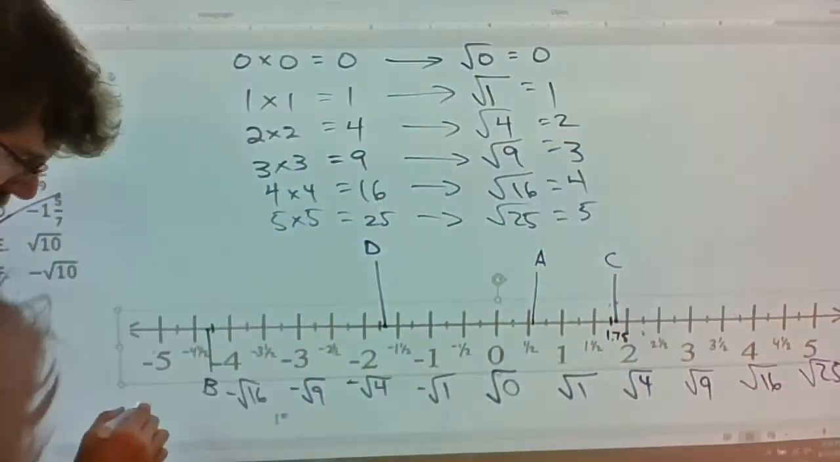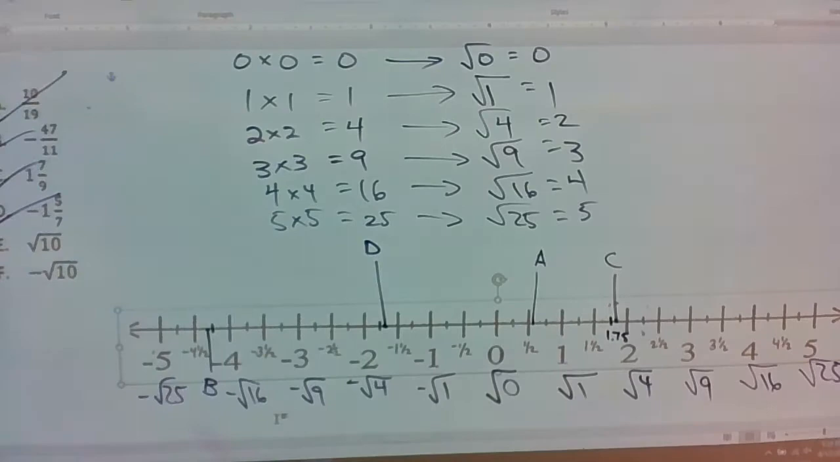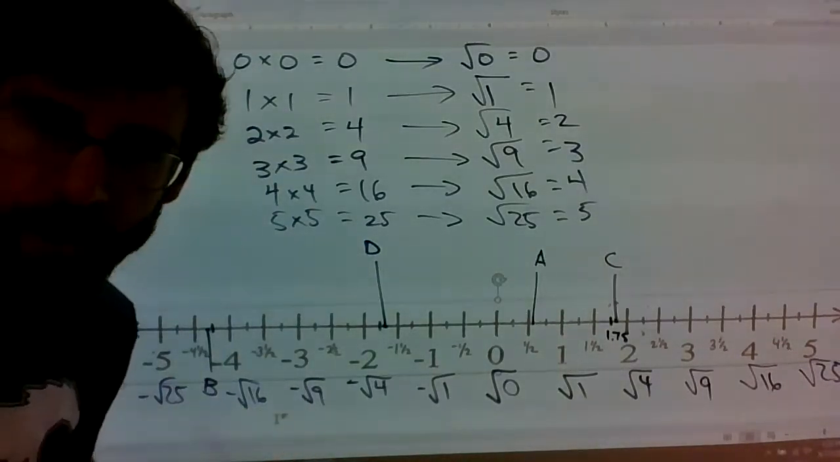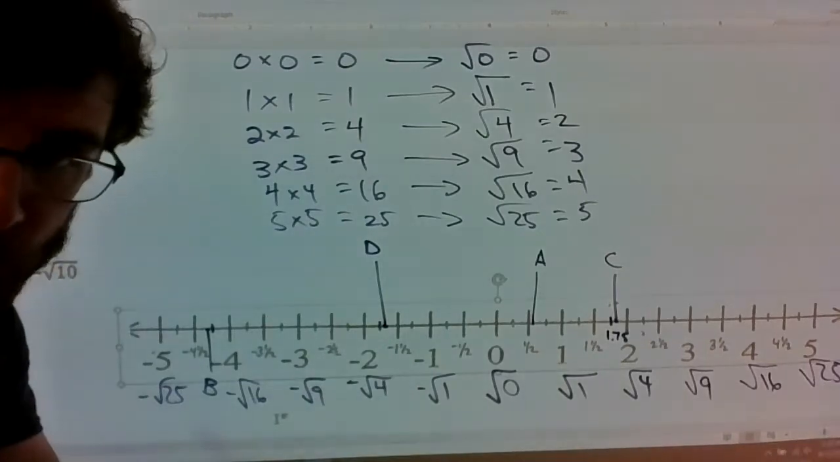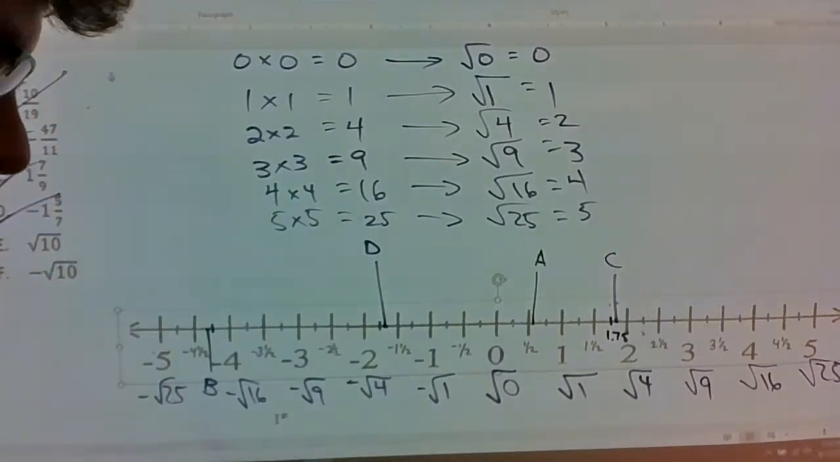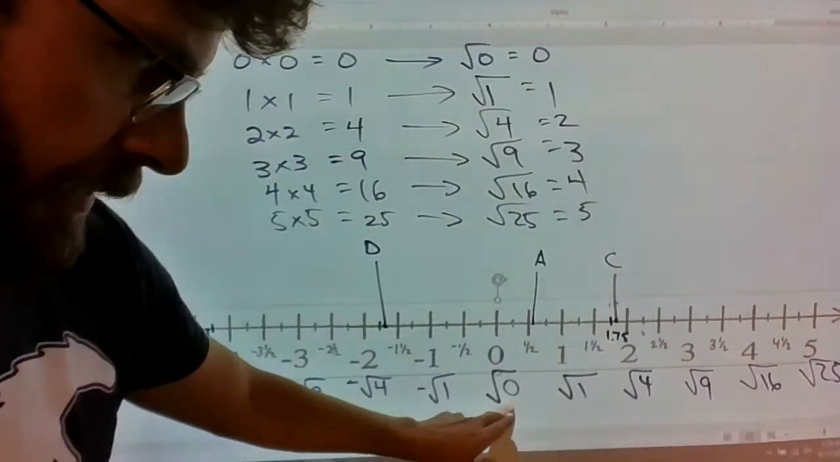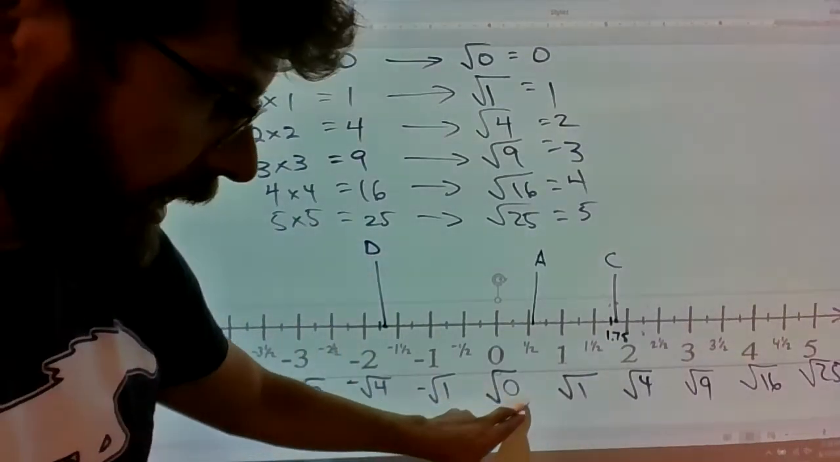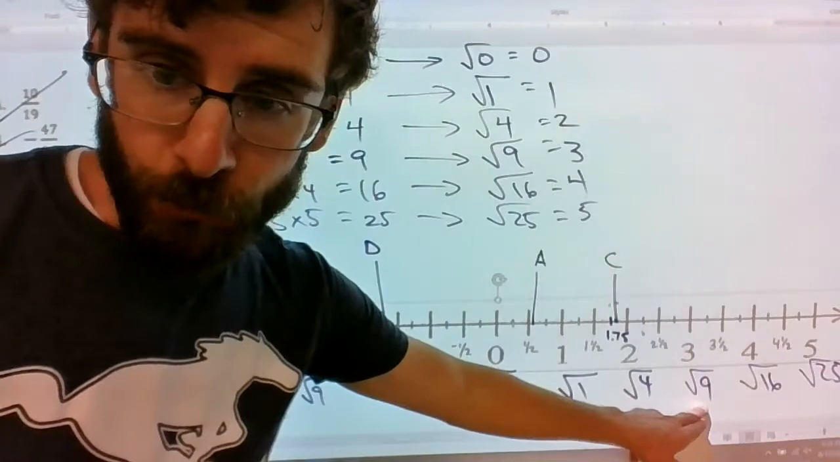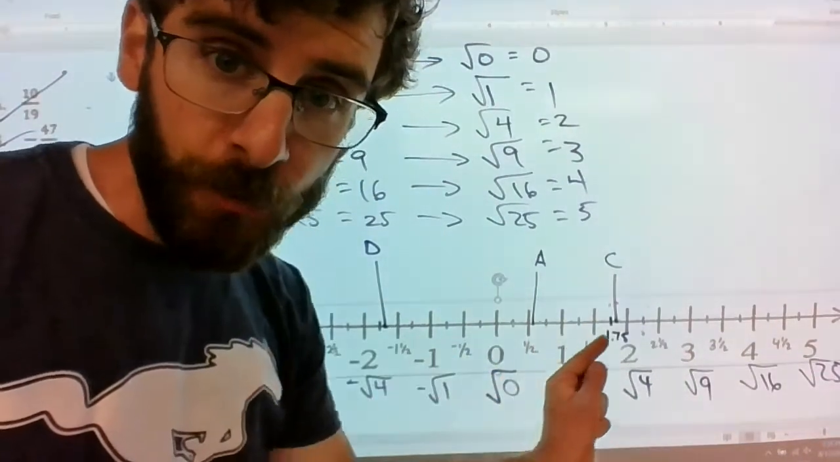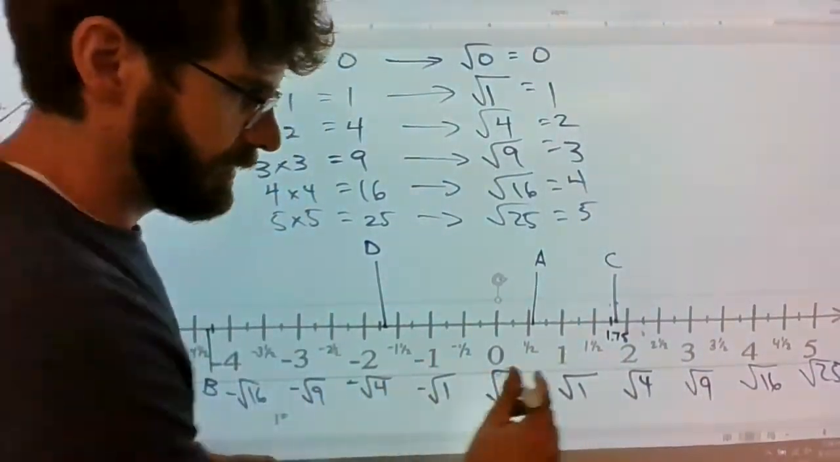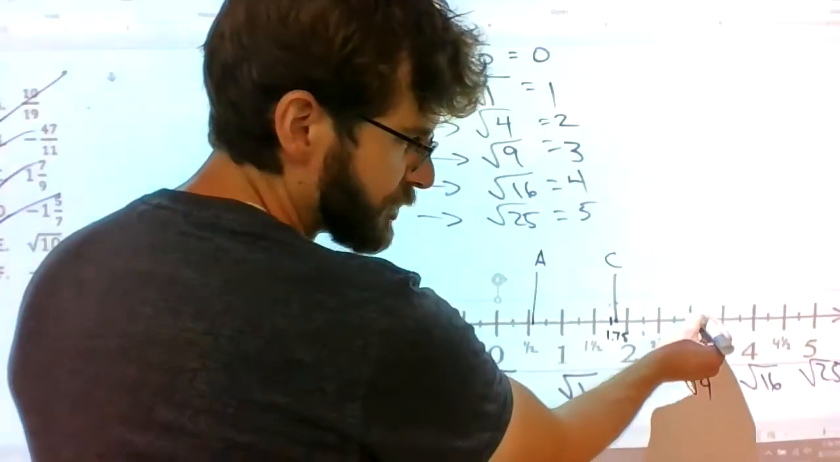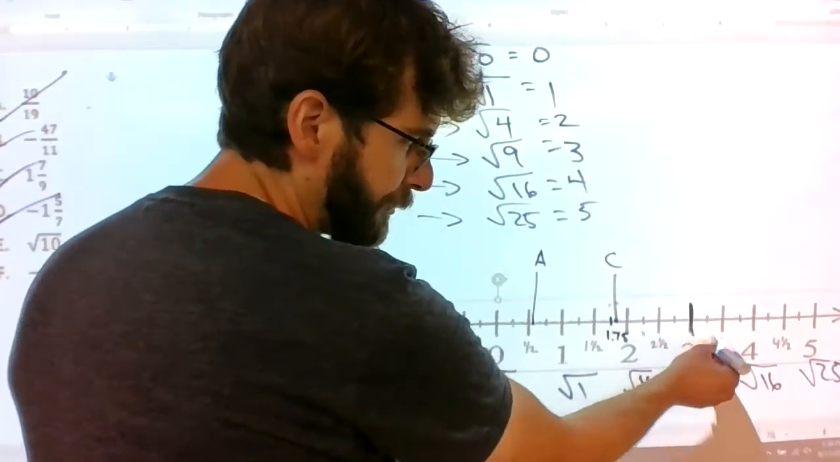Sorry, let me finish this first. When somebody asks you to put root 10 on the number line, you just ask yourself, I'm estimating where root 10 is. Where would root 10 be on this spectrum? Well, it's positive, right? So I'm going right on the number line. Here's root 9. Root 10 would be just to the right of it. Root 10 is just to the right of 3.